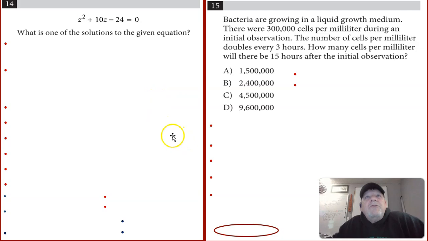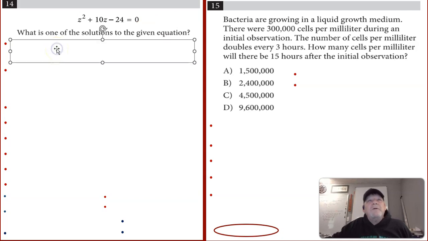All right, so here are the two problems. The first one says, what is one of the solutions of this quadratic equation? You could always pause this and see if you can work them out on your own. And then the other one is an exponential growth question talking about bacteria. It's multiple choice, but number 14 is open-ended. So if you need to pause this so that you can try this on your own, do so now. I will start working it, and you could start the video back up to see if you've done it right.